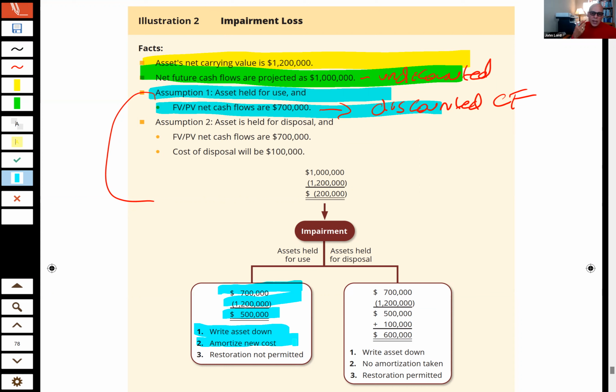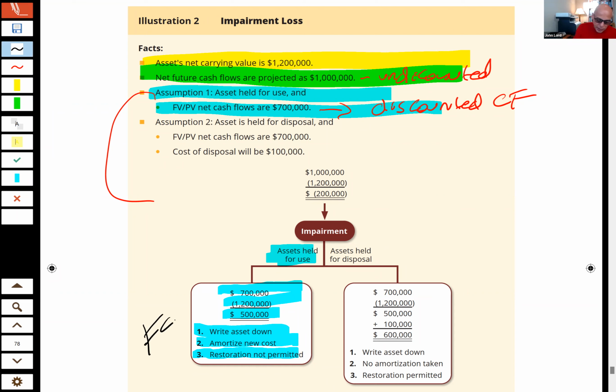Now they will amortize or depreciate that new cost. Again, if it was a fixed asset, we call it depreciation. If it's an intangible, we call it amortization. But we will go ahead and amortize from there. If it had 7 years left and we had written it down to $700,000, assuming no salvage value, we would depreciate $100,000 per year, and restoration is not permitted. In other words, if it comes back up in value, say back up to $1 million, we can't write it back up. We write it down and it stays down.